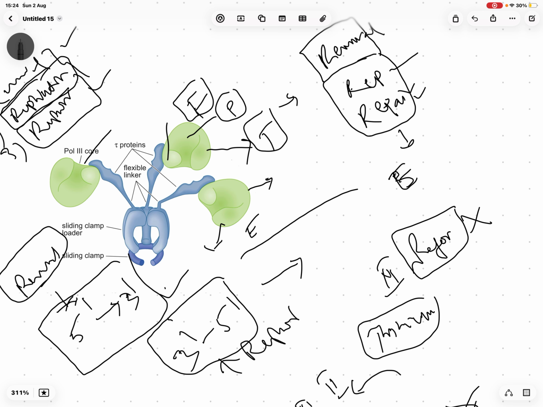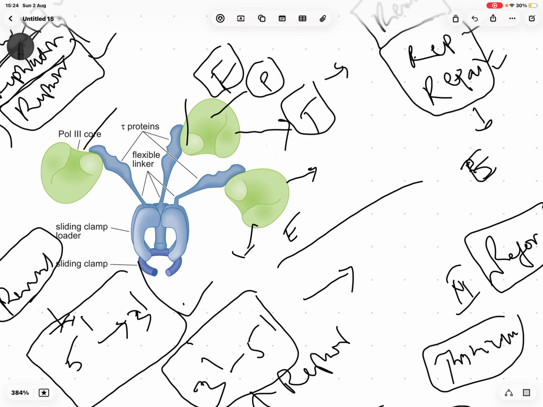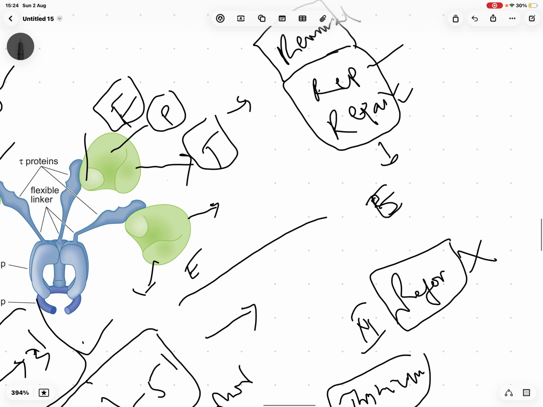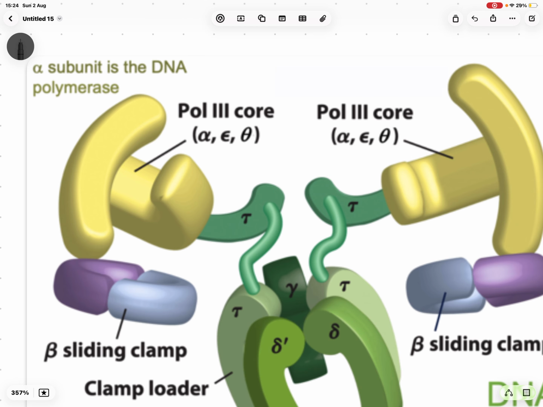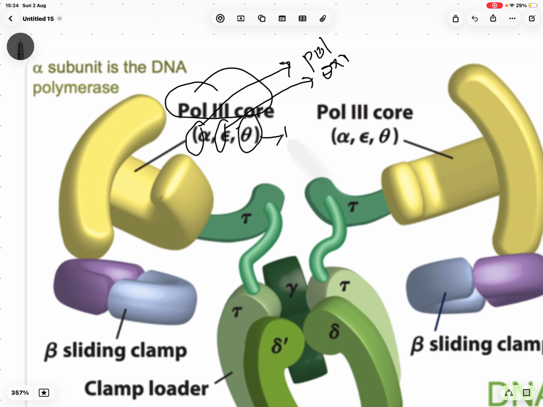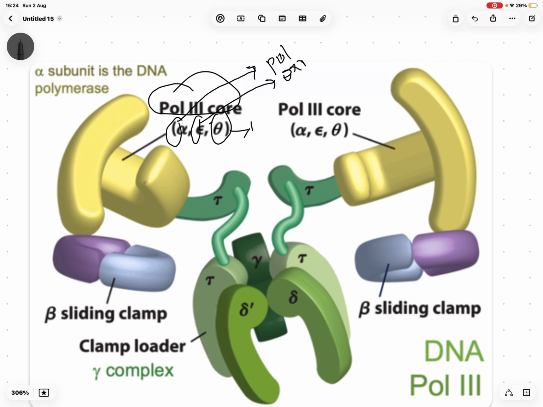Okay, so coming to the structure, polymerase 3 has some subunits. We know that even hemoglobin has subunits, like 2 alpha subunits and 2 beta subunits. Like that in polymerase 3 also, the core protein is formed by subunits. The subunits are called the alpha subunit, epsilon subunit and theta subunit. The alpha subunit has the polymerase activity. The epsilon subunit has the exonuclease activity, and the theta subunit is important for the stabilization of the epsilon subunit.